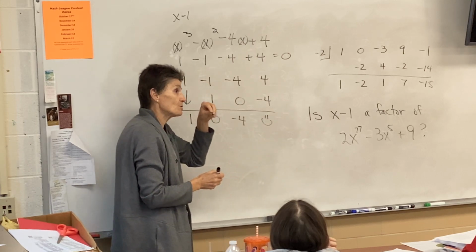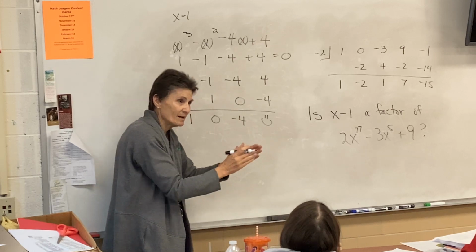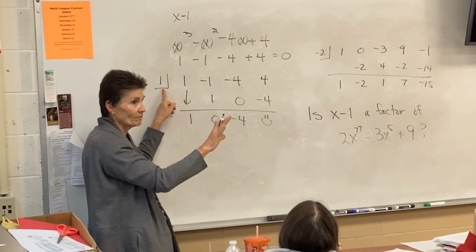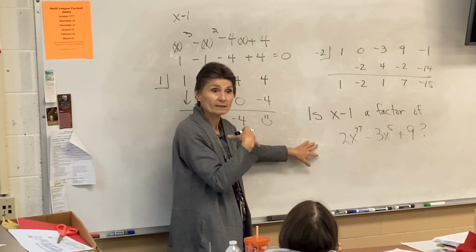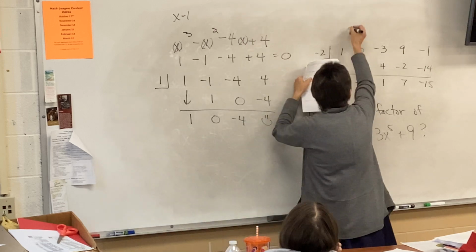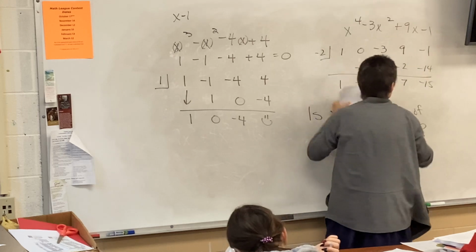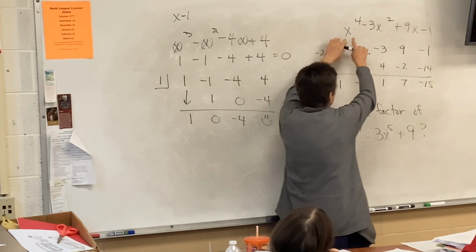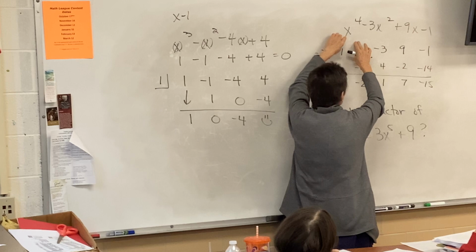Another way to find the remainder is just to plug the number in. So instead of actually doing the division, which will always work, you can always divide, but if the problem is too awkward to divide, you can just plug the number in. Let's do one more. I want to show you that this works. So this one was x to the 4th minus 3x squared plus 9x minus 1. So we divided by -2. So I'm going to plug -2 in here. Now I'm going to just do it in my head. You could do it on your calculator if you wanted.